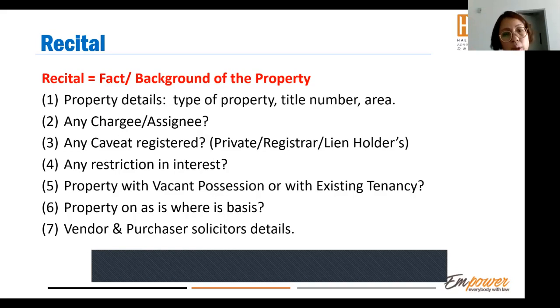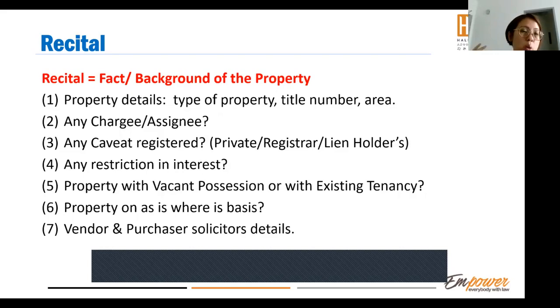And also, fifth, people will always write in the recital whether the property is being sold with vacant possession or with the existing tenancy. Vacant possession means the house will be delivered to you with nobody staying inside. If the property is already rented out to someone, you must also indicate this in the recital of the sale and purchase agreement, because at the end of the day the purchaser won't get vacant possession of the property, but together with the tenant, meaning they will take over the tenancy. Or if they don't want the tenancy, then maybe the vendor needs to send a notice to quit to this tenant, to quit from the property and to deliver VP. This will be the arrangement between the parties.